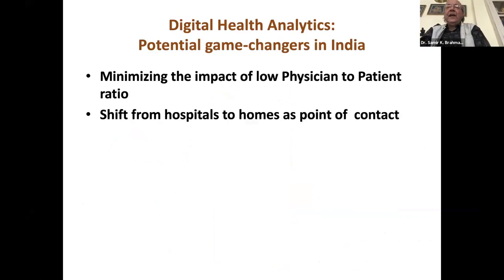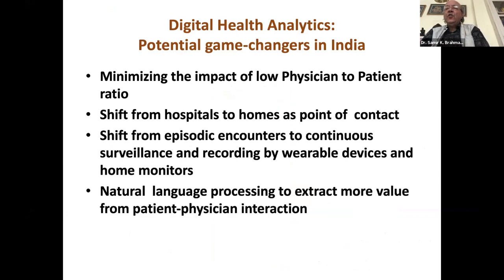Next, just pressing. So it'll minimize the number of patients versus doctors. Rural India doesn't have doctors, so we will be able to get data. The patients shift from the hospital to home care. You can already see how much home care COVID has shown us, and each of the Apollos and Fortis has started giving home care packages. But this slide I made much earlier, this is a pre-COVID slide. Shift from episodic encounter to continuous surveillance, and natural language processing to extract more value from patient-physician interaction. I think this is going to be important. Now, how do you capture a telemedicine conversation and use that as a digital platform for the library of tomorrow? Next slide.